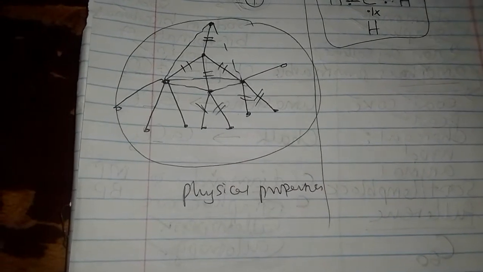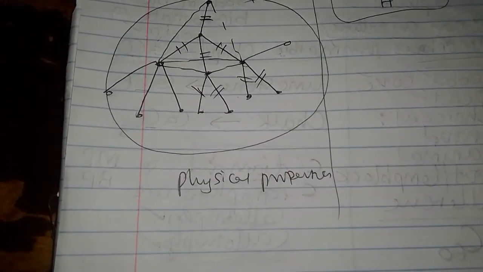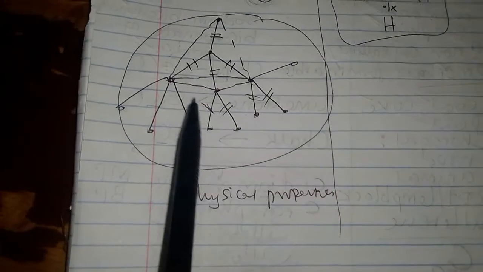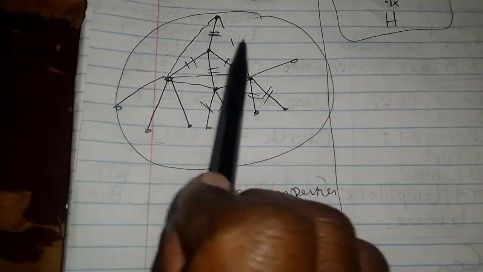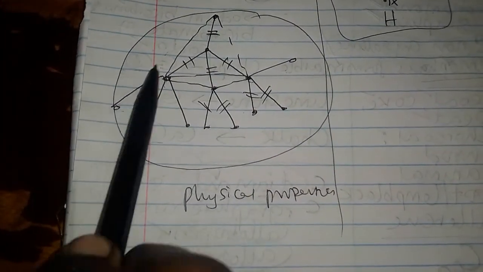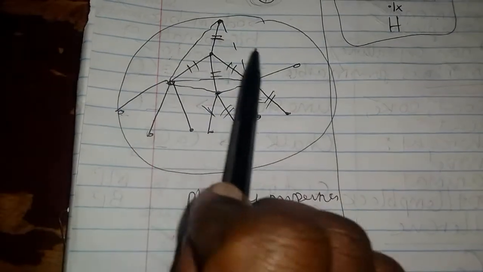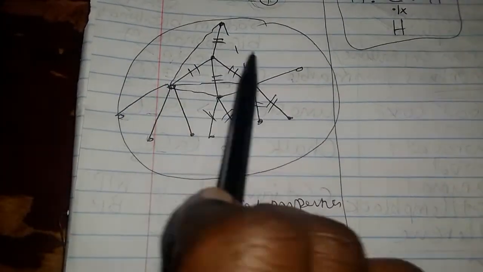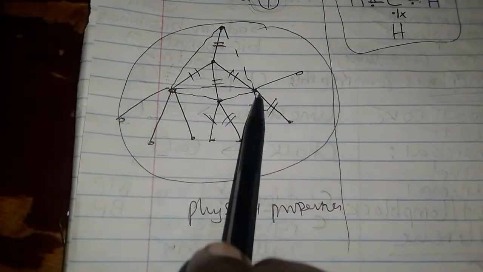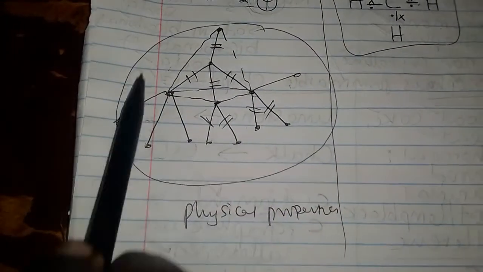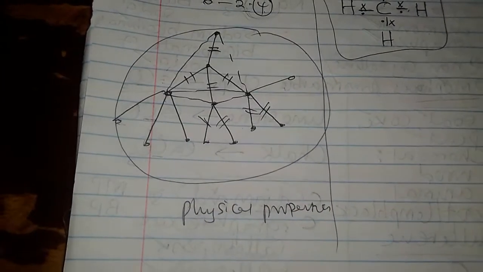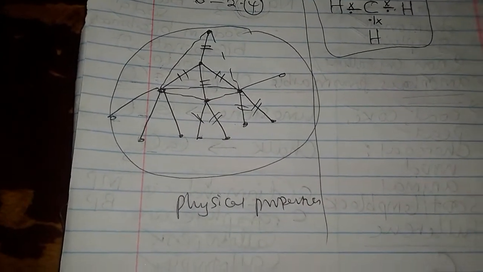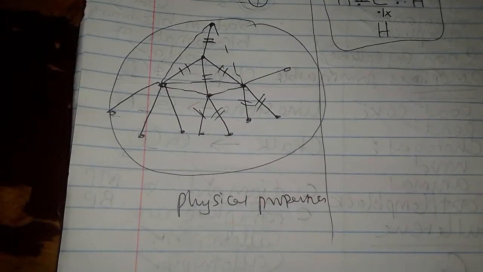Number one, diamond is the hardest substance on earth. Why? All the carbon atoms in the structure of diamond are held together by strong covalent bonds in a regular manner, forming what you call a regular array or a regular crystal lattice. In that case, it makes diamond the hardest ever existing natural substance on earth.